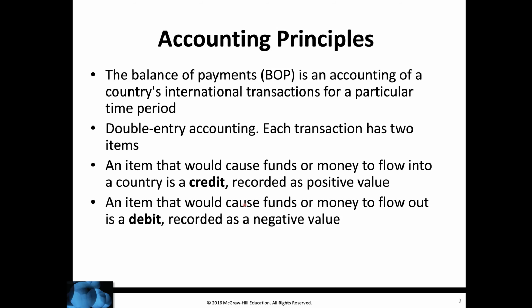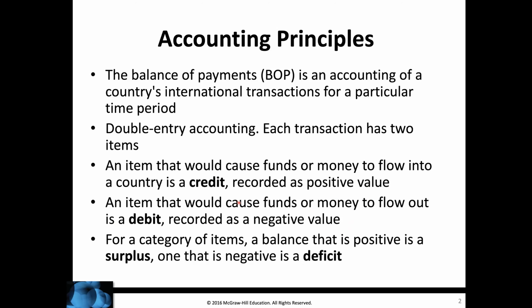An item that would cause funds or money to flow out is a debit, recorded as a negative value. So similar with a company, if a company spends money, let's say they purchase some supplies, that will be accounted for as a debit in that expense account. And so here we've got credits and debits. For a category of items, a balance that is positive is a surplus, one that is negative is a deficit. So we're using positive and negative values to represent the surplus and deficit in the balance of payments.